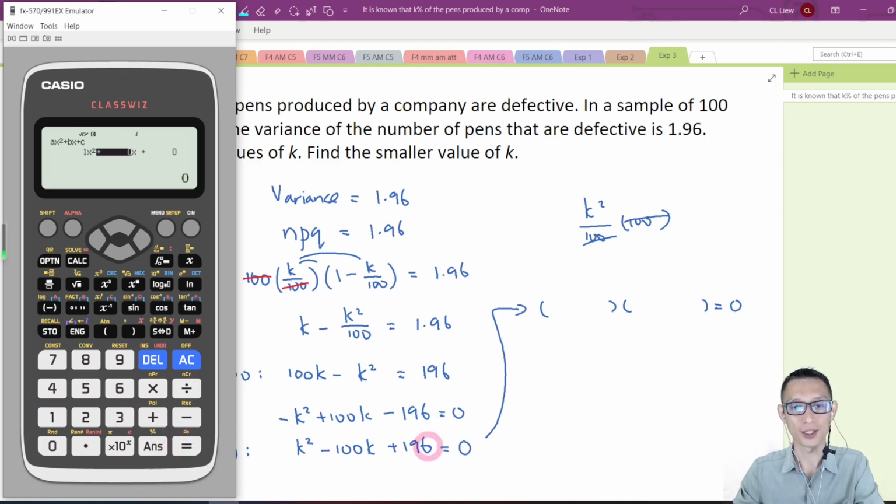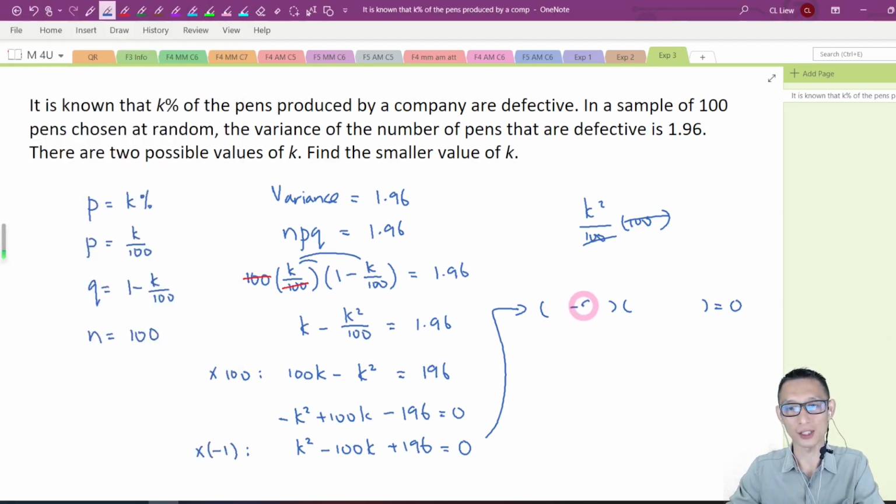Press equal. Okay, negative, minus 100. Okay, and the last one is positive, plus 196. The plus sign is already here. You don't have to key in the plus sign, it's okay. You just key in 196. Okay, press equal, 98 and 2. So if you get 98, here I'm going to write minus 98. 2, I'm going to write minus 2. Okay, so this is K.